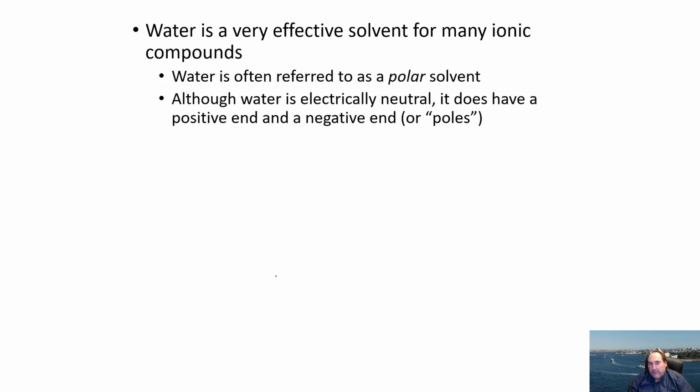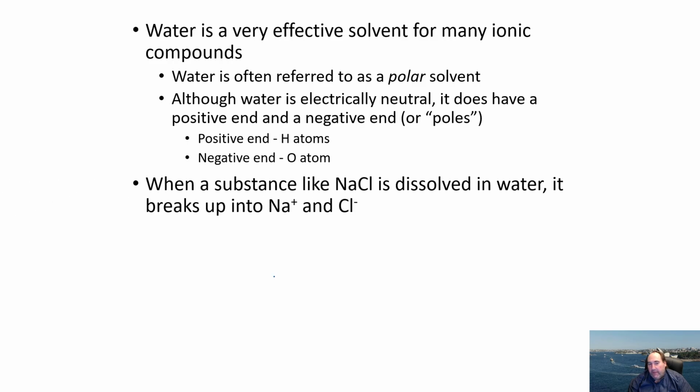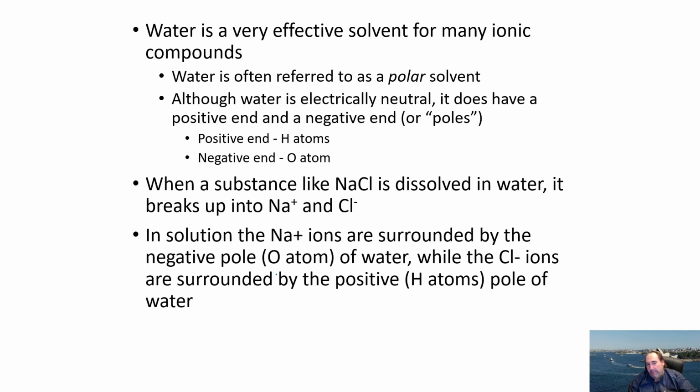So as I mentioned before, water is an effective solvent for a lot of ionic compounds. And the reason for that is, when we talk about bonding, water is what is referred to as being polar. Polar means that water has two sides to it. Because of the unequal sharing of electrons in the water molecule, there is a part of water that's more positive and a part that's more negative. The oxygen part of water is more negative, and the hydrogen part of water is more positive.